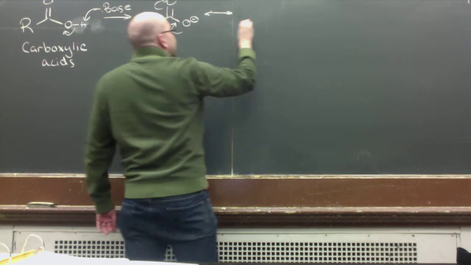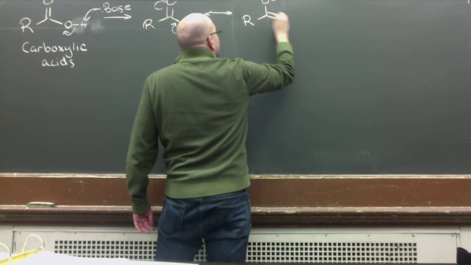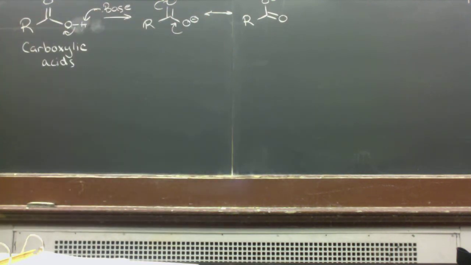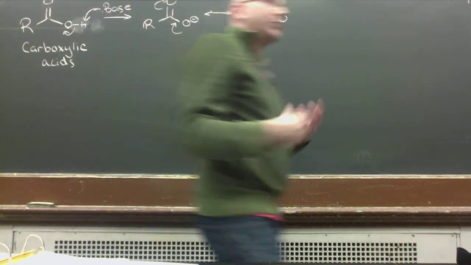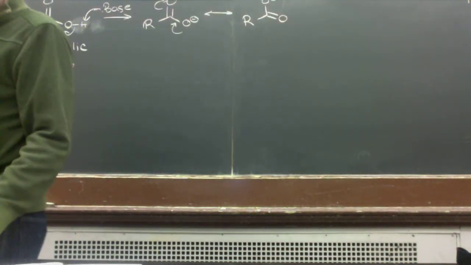Right, and so in essence, what happens is that the negative charge is spread out over 2 oxygens. So anytime you're thinking about stability of charges, resonance is oftentimes one of the most important aspects within stabilization of cation or anion forms.